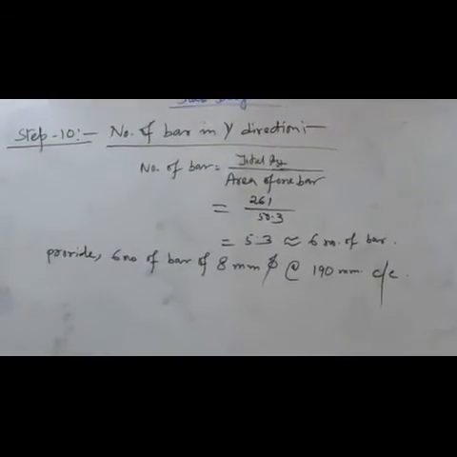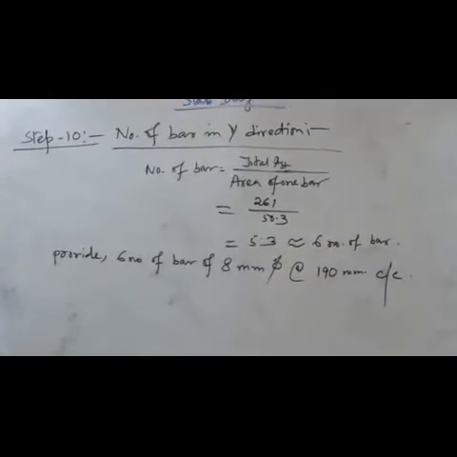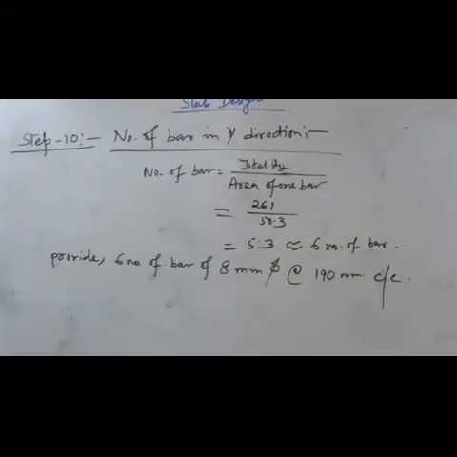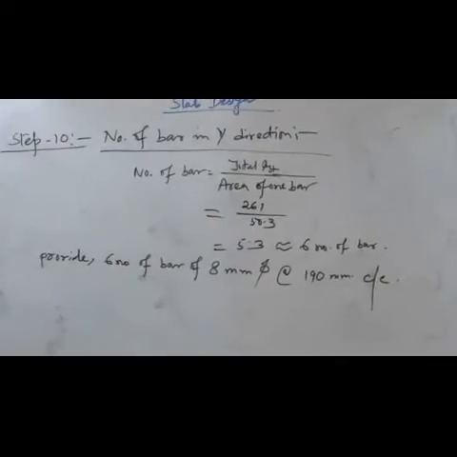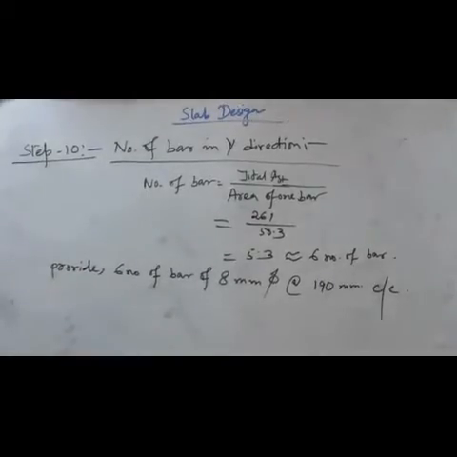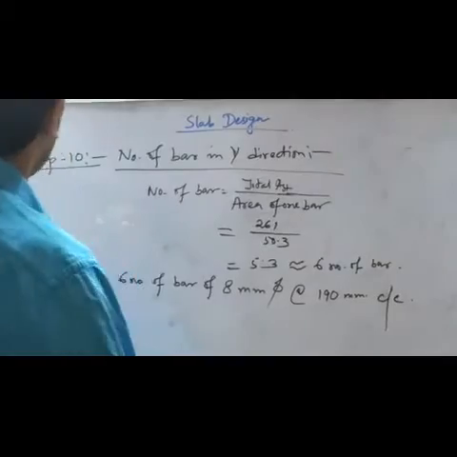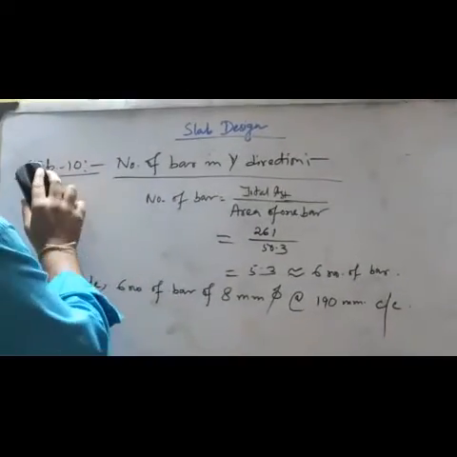Now we have to check it. That means we have to check the reinforcement of this slab against the shear, so that we can conclude that this reinforcement is safe. Now come to the next step. Step number 11. Check for shear.